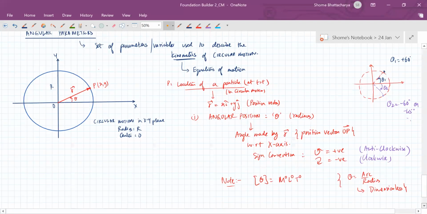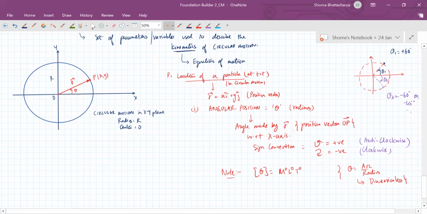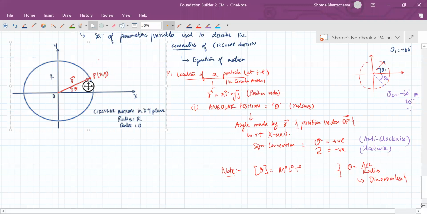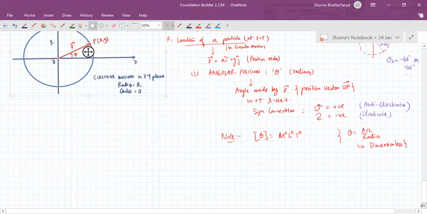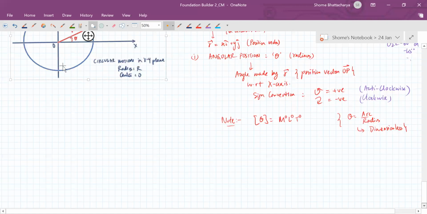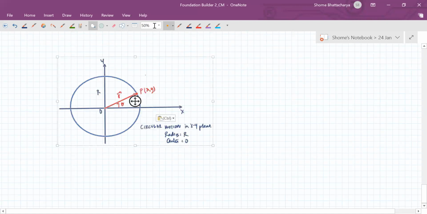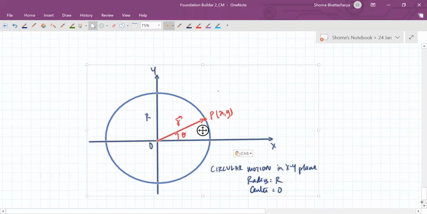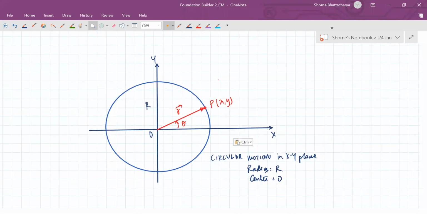Now the next thing we will see, very important here, is the concept of angular displacement. Okay. So I'll just use this same diagram to explain. Now what happens is that if the particle moves along that circle, so you're still writing, okay.